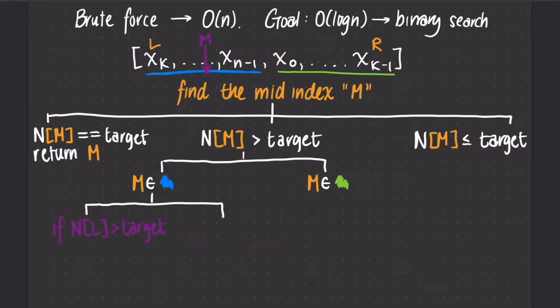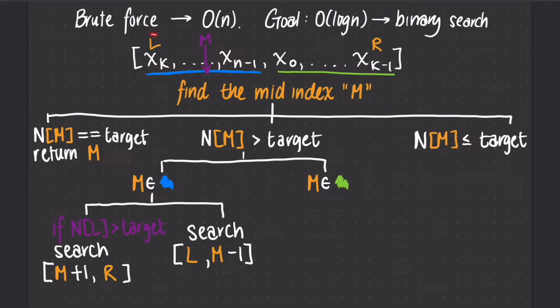In other words, if the left pointer's value is larger than the target in this case, we search right of our middle pointer. Since we don't know where the x0 starts, m plus 1 is our best estimation. Otherwise, we search everything left of m.